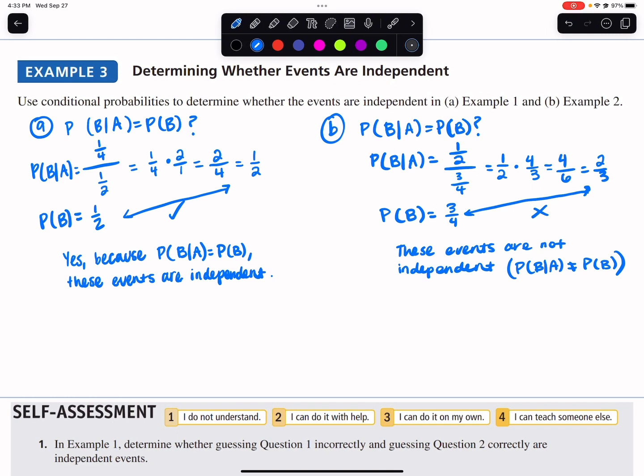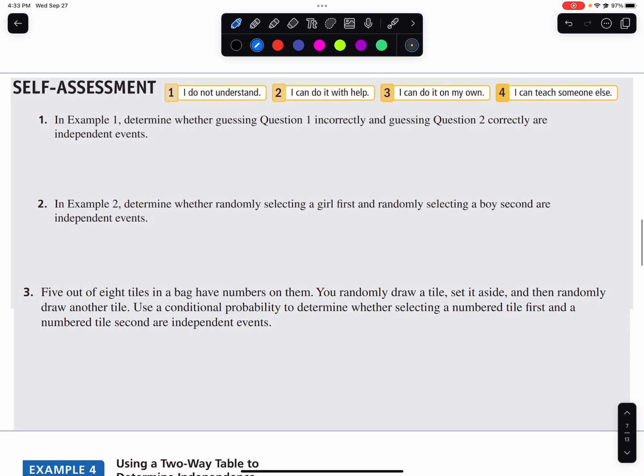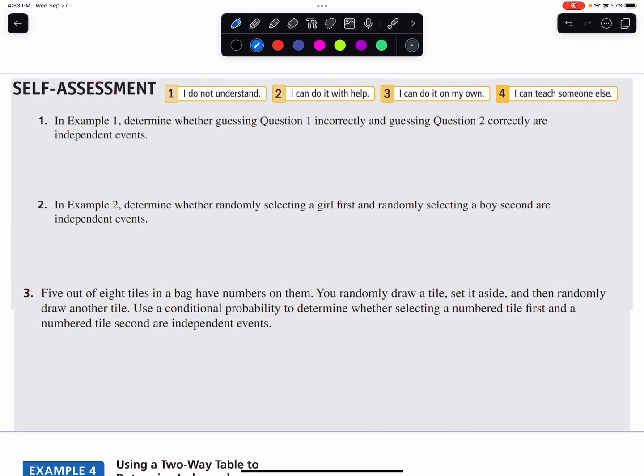All right, self-assessment problems. Pause the video for about 5 minutes and work on these self-assessment problems. Okay, let's check these self-assessment problems.